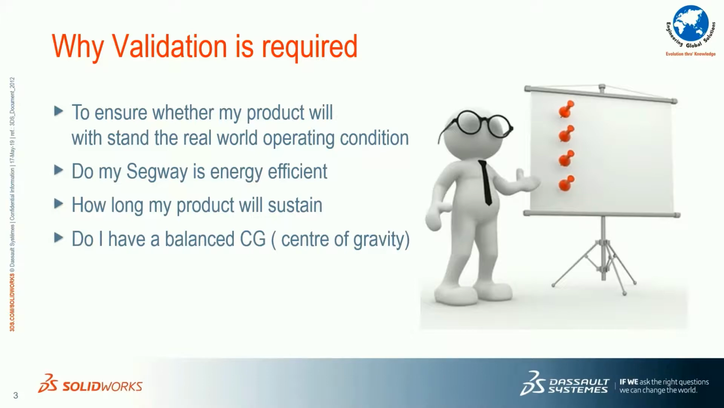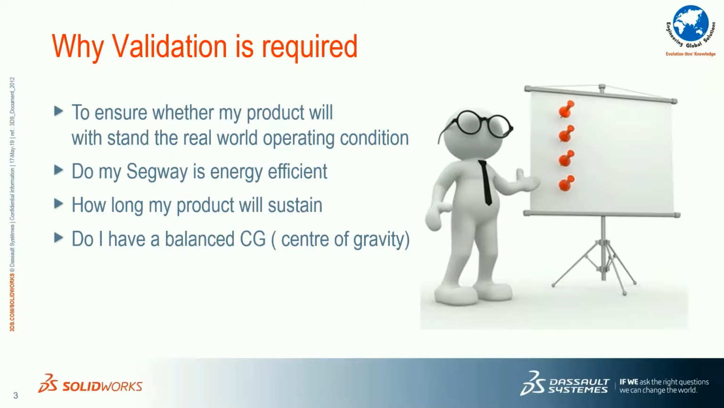So whether my product will withstand the real world operation conditions, because we can't predict how this component or a Segway is going to behave in the real world, because it needs to be balanced both in off-road and on-road conditions, and it needs to be energy efficient because it's an electrical vehicle. With a short span of charge, it needs to travel a large number of kilometers. So it needs to be more energy efficient, a more design optimized model. And another important thing is how long my product will sustain. We need to predict that. And more important, we need to balance the CG.